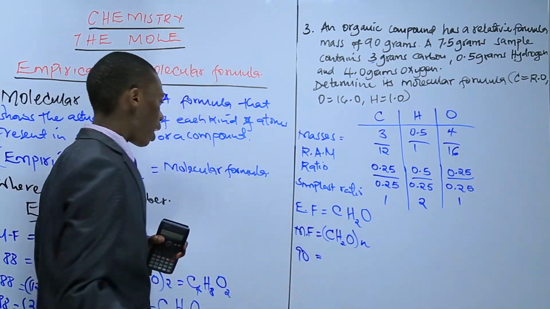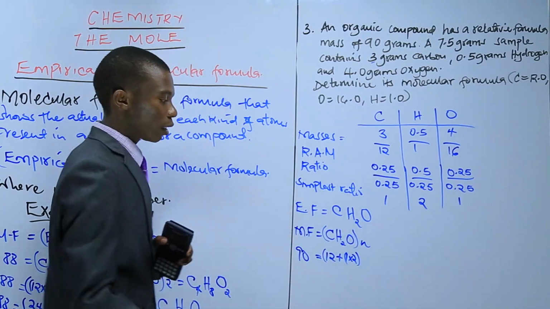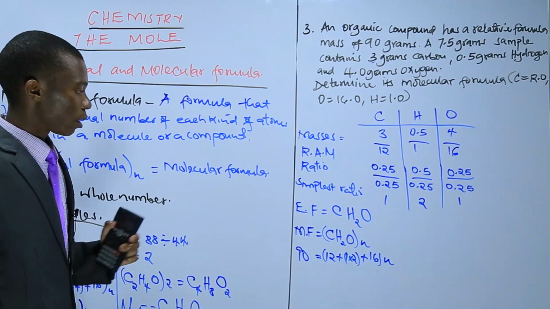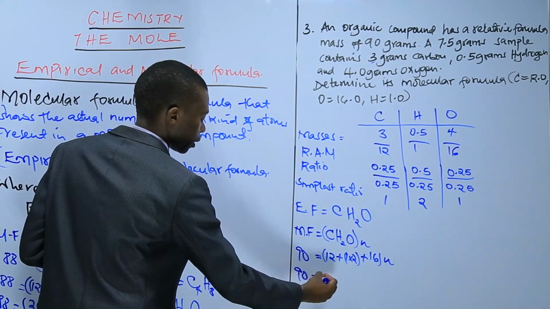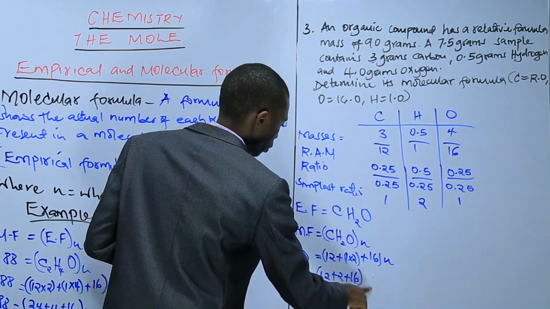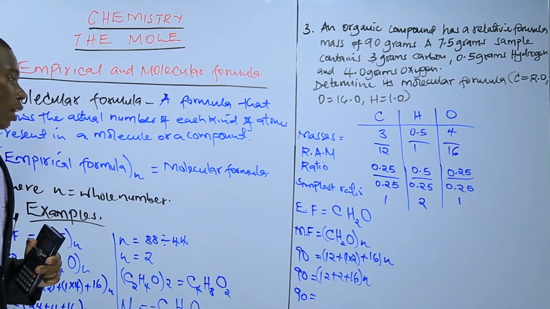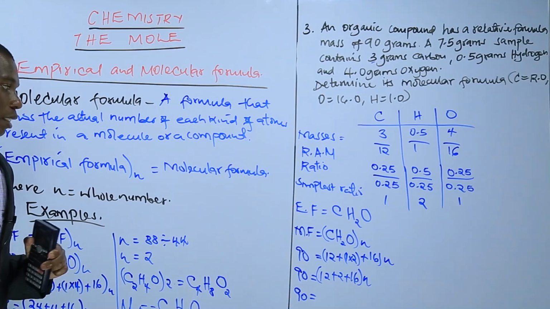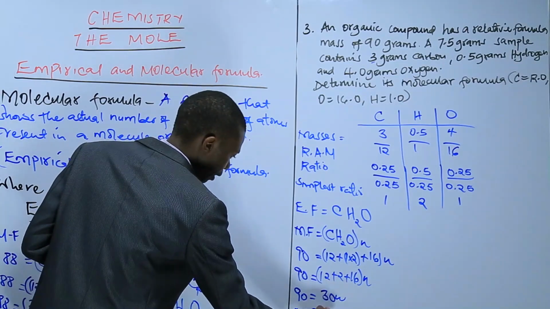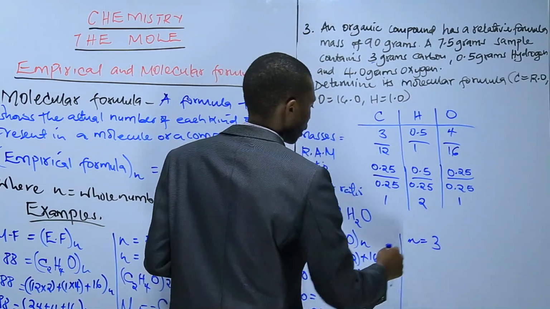Then when you sum them up, this is 12 plus 1 times 2, that is the mass of hydrogen, and plus 16 is the mass of oxygen. Then multiply by a certain number, then it's going to give you 90. Therefore, 90 equals 12 plus 2 plus 16, multiplied by N. 12 plus 2 is 14, 14 plus 16 is 30. Therefore, 90 equals 30N. Therefore, N is given by 90 divided by 30, where N is equal to 3.